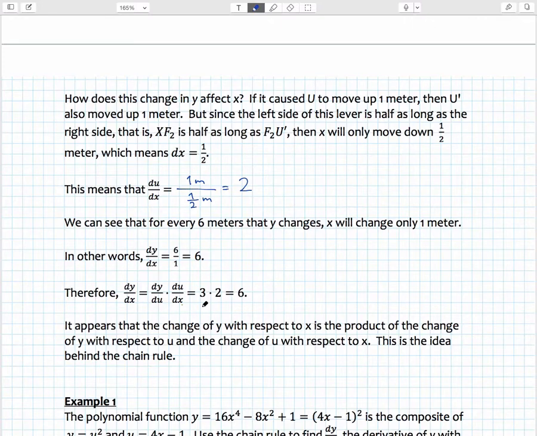And hopefully that'll help you understand it a bit better. You probably won't need to be thinking about all these fulcrums and levers when you're working through the problems and when you're using the chain rule to differentiate, but I think it does at least give you a little bit of insight into why it works. So next we'll move on to a few examples.